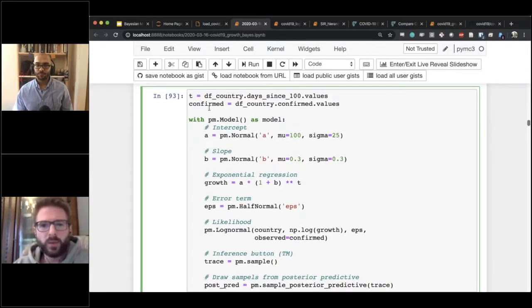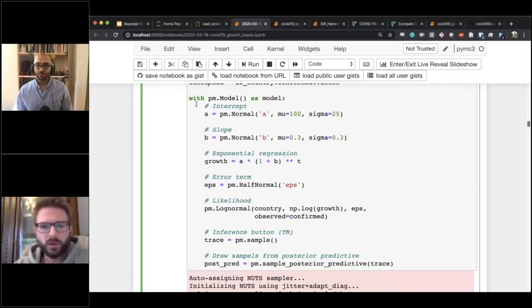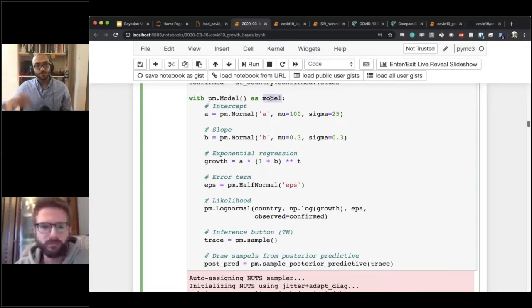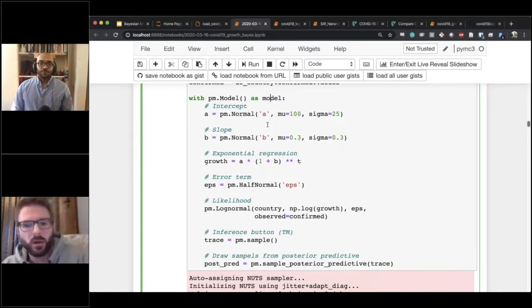And then with PyMC 3, every model starts with this code. We just instantiate the model class and bind it to this model object. And this is purely for bookkeeping. So all this does is it says everything that happens indented under here is going to be tied to this model object. So nothing crazy going on.